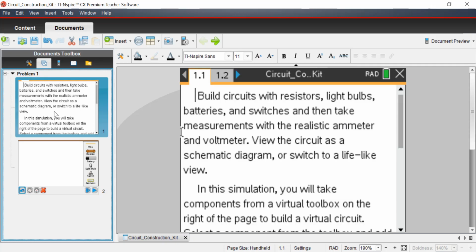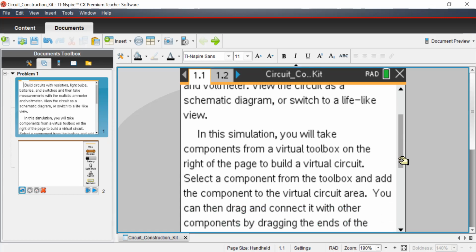All right. So the first page talks about building circuits with resistors, light bulbs, batteries, and switches. And then we're going to take measurements using an ammeter and a voltmeter. So an ammeter measures amps or current, and a voltmeter measures voltage. We're going to look at the circuit as a schematic diagram throughout this video as well, and then we'll take a look at the actual simulation to map those things together.